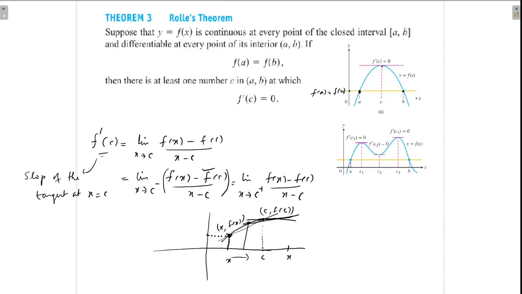That means we can find a point c, or in this curve we can find a point (c, f(c)), such that the slope of the tangent at this point (c, f(c)) is 0. That is the meaning of f'(c) = 0. So this is the geometrical interpretation of Rolle's theorem.